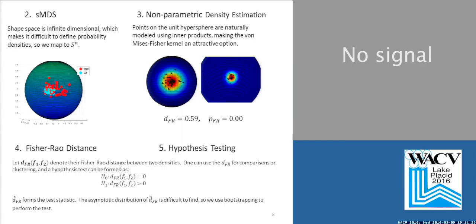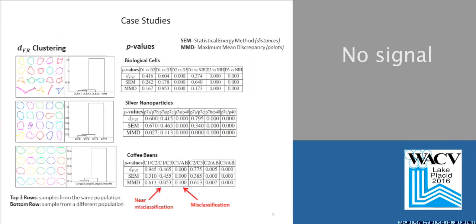Shape space is infinite dimensional, which makes it difficult to define probability densities. So we map to Sn, in this case S2. The points on the hypersphere are naturally modeled using inner products, making the von Mises Fisher kernel an attractive option for our density estimation. And we calculate the Fisher-Rao distance between these densities. One can use the Fisher-Rao distance for comparisons or clustering, and a hypothesis test can be formed using the Fisher-Rao distance as a test statistic. The asymptotic distribution is difficult to find, so we use bootstrapping to perform the test.